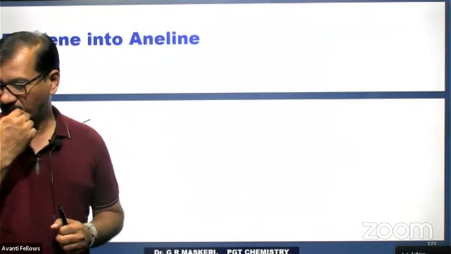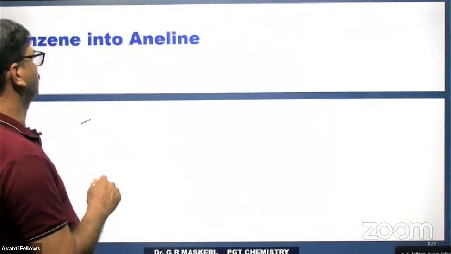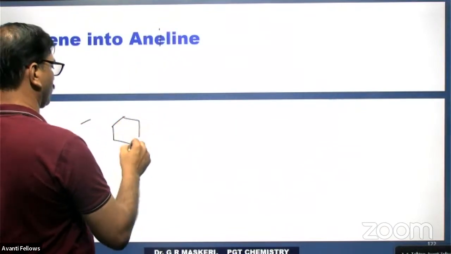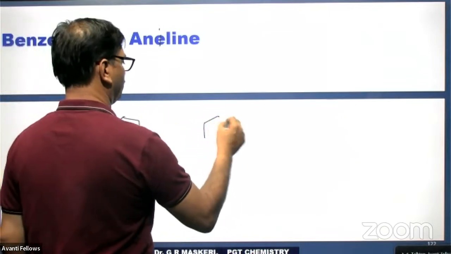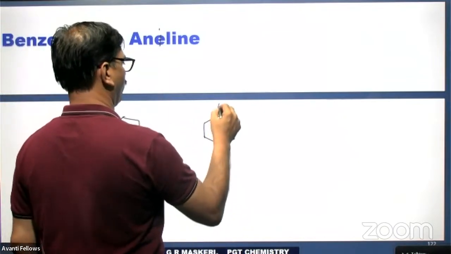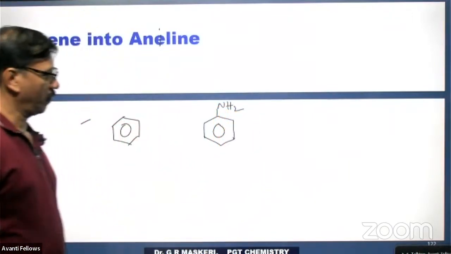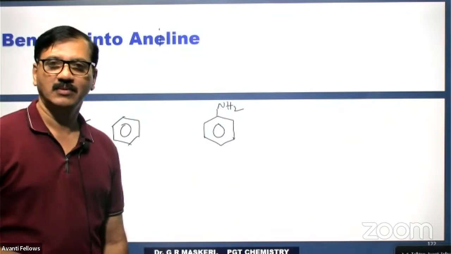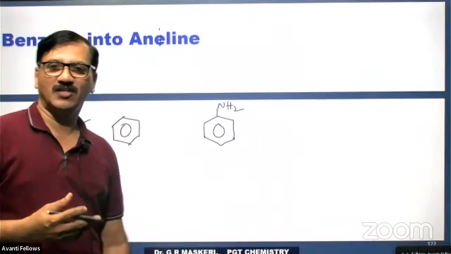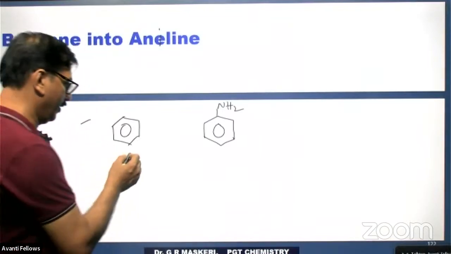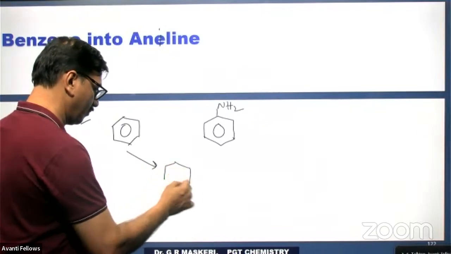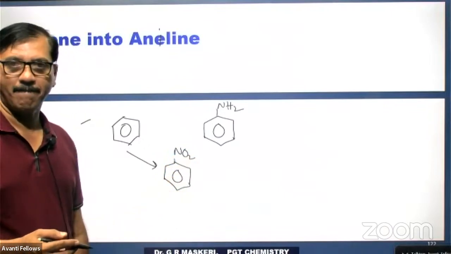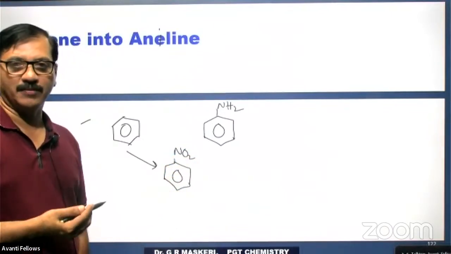Benzene to aniline. Now we have to introduce a carbon and nitrogen bond. Sometimes students make the mistake of adding NH3. It is not NH3 to be added. It needs to be done through NO2, nitrobenzene. How do you convert benzene into nitrobenzene?